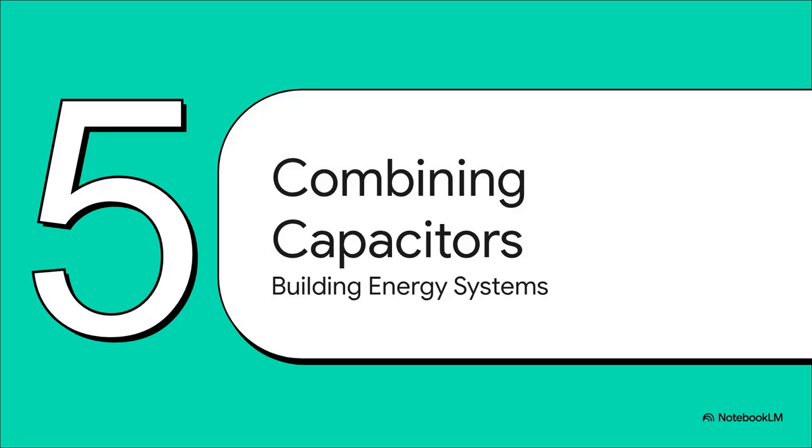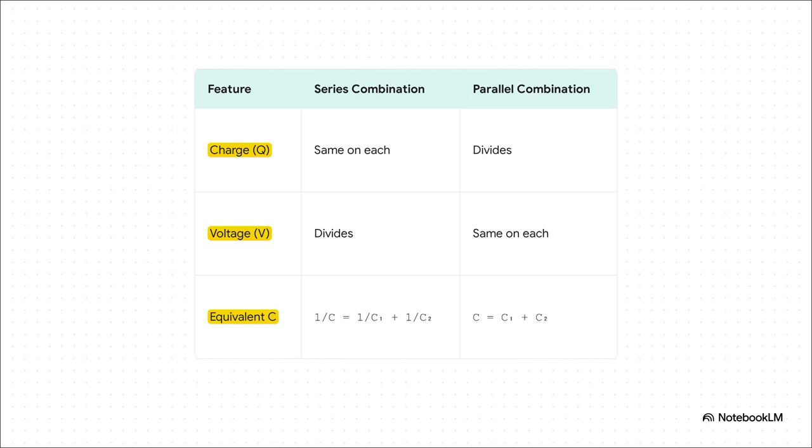Now, a single capacitor is useful, for sure, but the real power comes when we start combining them. Just like you can with resistors, we can hook up capacitors in different ways to get the exact energy storage properties we need for any circuit we're building. Now, here's something you gotta watch out for, especially if you've already studied resistors. The rules for combining capacitors are kind of flipped on their head. When you put them in parallel, you just add their capacitances up to get a bigger total. But when you put them in series, you have to add the reciprocals, which actually gives you a smaller total capacitance. It's a little counterintuitive at first.